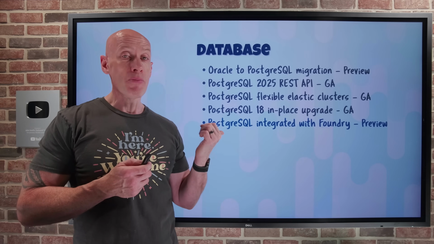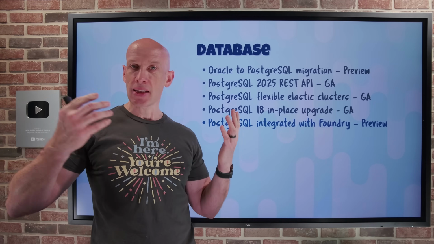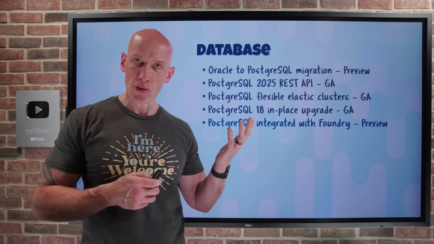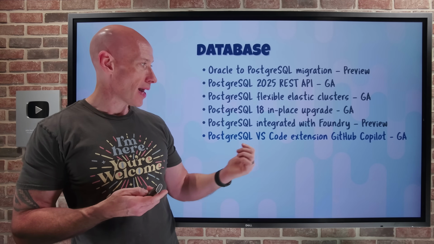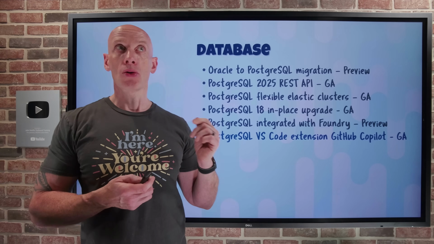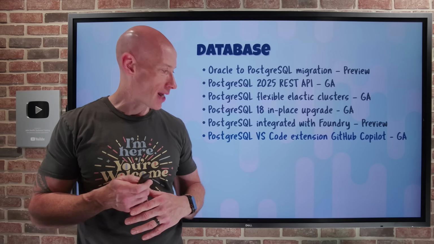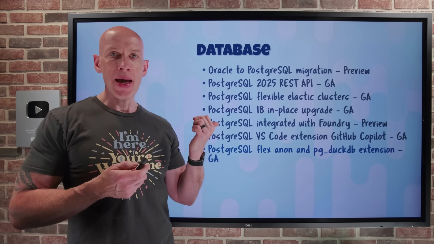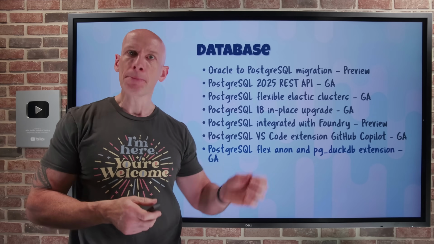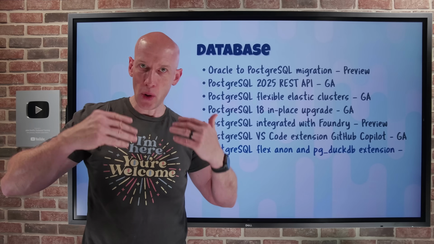PostgreSQL is now integrated with Microsoft Foundry. So the PostgreSQL MCP server is now just natively available. So when I'm building my agents in Foundry, they can easily integrate with my PostgreSQL data. And also now the PostgreSQL VS Code extension works with GitHub Copilot. So GitHub Copilot provides those natural language interactions and assistance. I can use that. There's a new Anon extension supported, which has masking capabilities, as we kind of talked about for the Cosmos DB. So PII information can be hidden away at the query time.